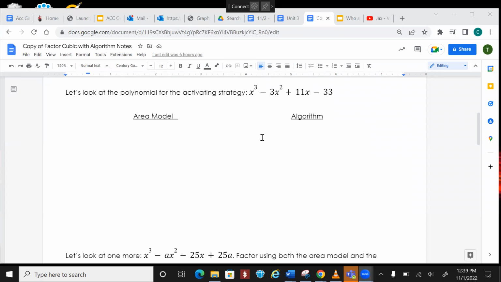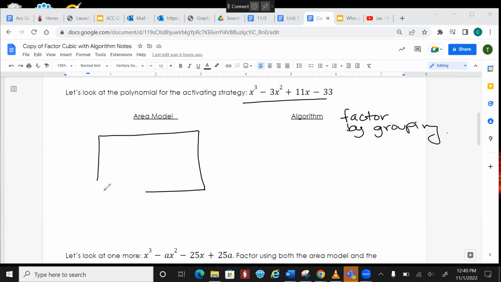I don't care which way you do it. The algorithm way is factoring by grouping. If you want to look into this a little bit more, that's okay. You can do it that way. But this is the same problem that we started with. We're going to do it using the area model just to see if you can pick it up a little bit easier.